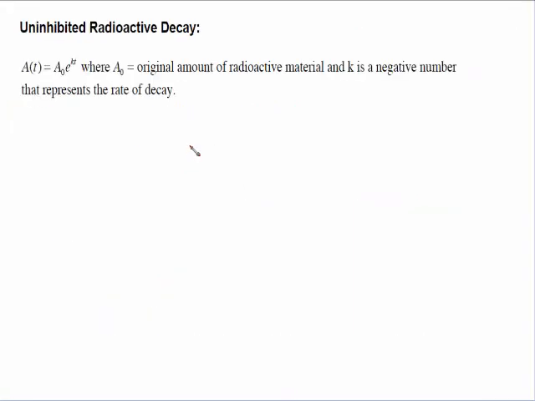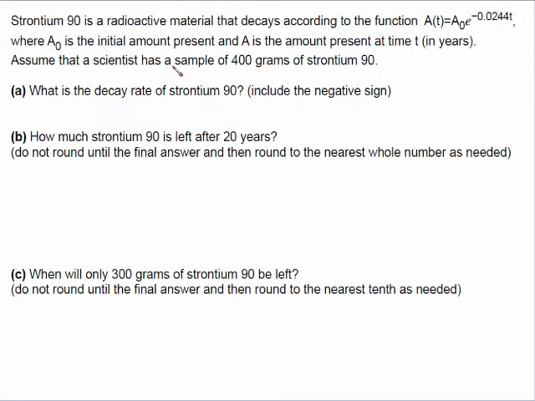Now, another formula that we did look at in college algebra is uninhibited radioactive decay. Very similar formula as the last one. It's just we're looking at this being radioactive decay. So A sub 0 is still the original amount, and k turns out to be a negative number because it is decaying. So we're going to do just about the same steps on these next problems coming up as we did a minute ago. So over here it says strontium-90 is a radioactive material that decays according to this function.